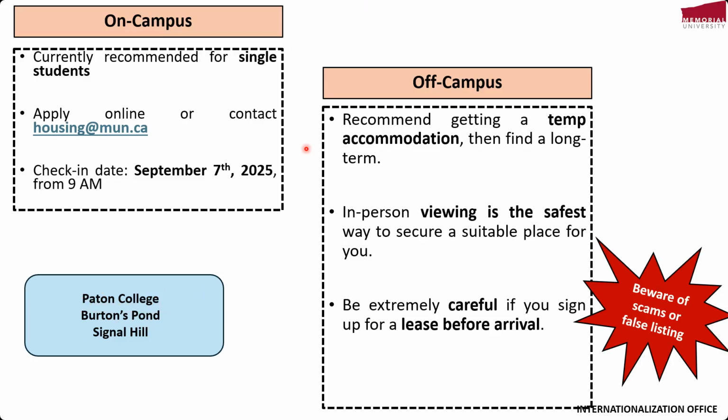Another important point: if you have already been accepted into on-campus housing, make sure that you know your check-in date. For fall 2025, check-in begins on September 7 at 9 a.m., which is a Sunday. So please make sure your flight's arrival time matches, or plan carefully. For example, if your flight lands at 1 or 2 a.m. on the 7th, you will need to arrange a place to stay for a few hours until check-in opens. Now, let's talk about off-campus housing.